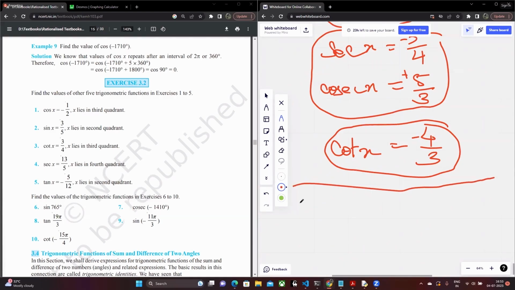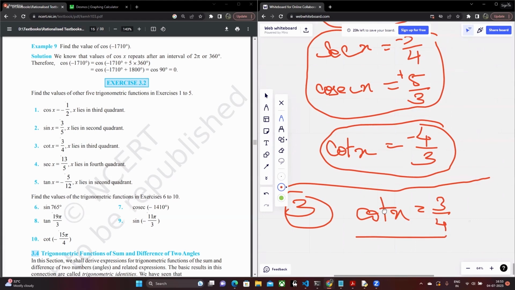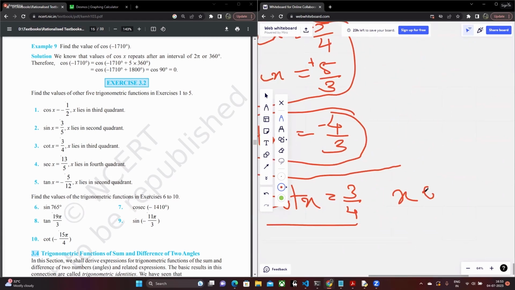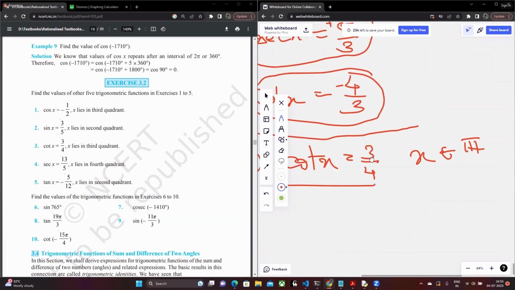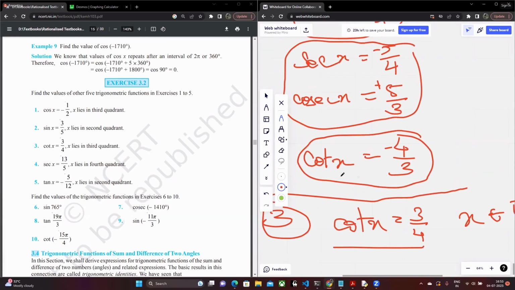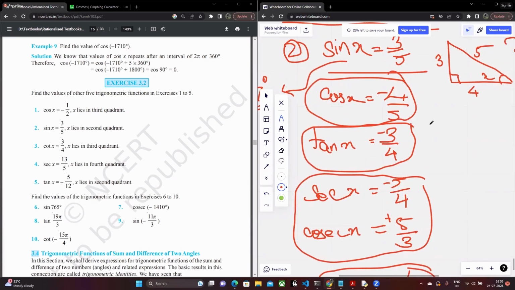That concludes the second question. Going to the third question. Cot x is 3/4, and x lies in the third quadrant. Just note that when cot x is 3/4 over here, we have mentioned tan x is minus 3/4 over.